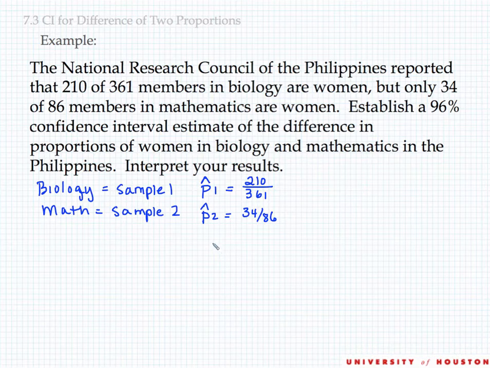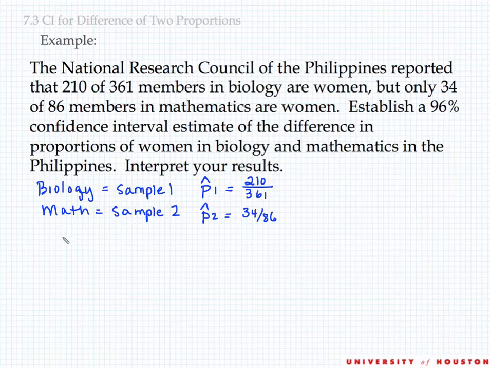And then we need to show that our number of successes and our number of failures are each greater than 10. Well, we have 210 successes and 361 minus 210 failures for biology, each are greater than 10. 34 successes for mathematics and 86 minus 34 failures for mathematics, so both are greater than or equal to 10.